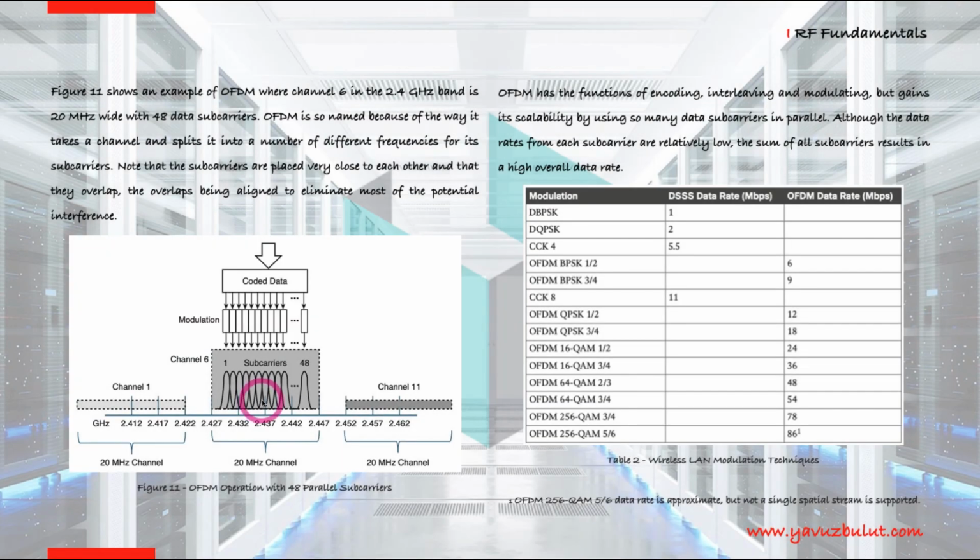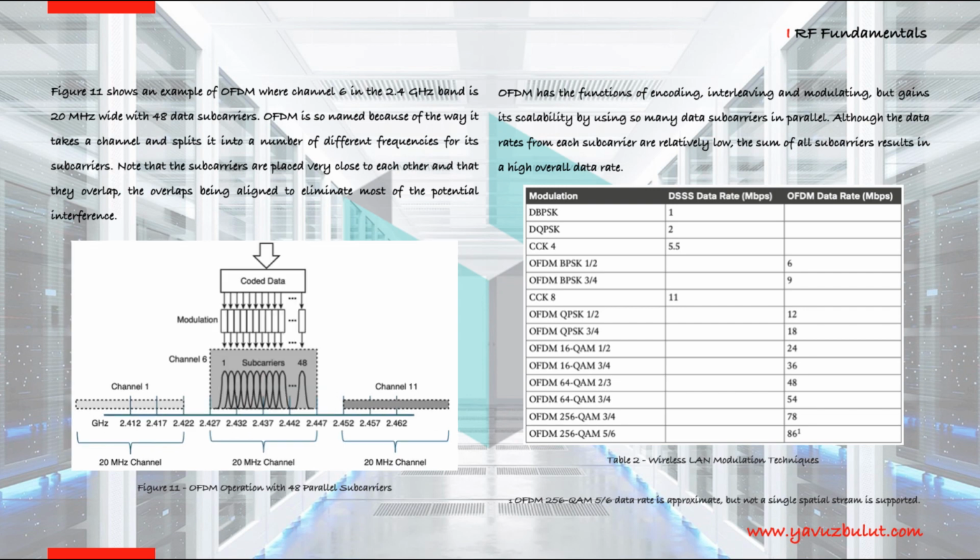Figure 11 shows an example of OFDM where channel 6 in the 2.4 band is 20 MHz wide with 48 data subcarriers. OFDM is named because of the way it takes a channel and separates a number of different frequencies for its subcarriers. Note that the subcarriers are placed very close to each other and overlap. The overlapping parts are aligned in such a way that they eliminate most of the potential interference. OFDM encoding has spreading and modulating functions, but it gains its scalability by using so many data subcarriers in parallel. Although the data rate from each subcarrier is relatively small, the result is a high data rate from the sum of all subcarriers.